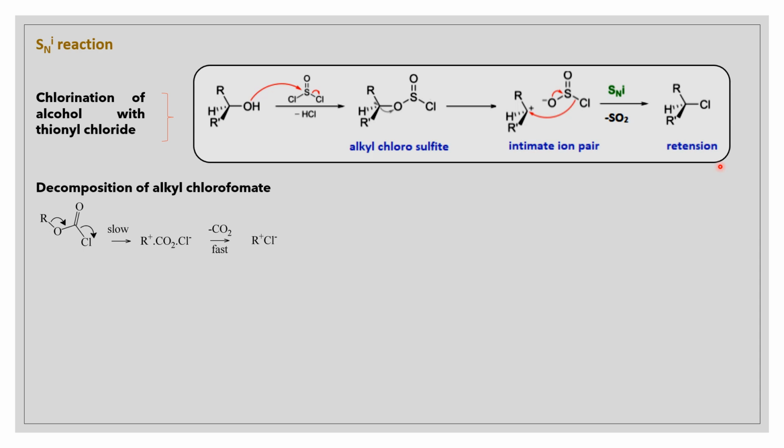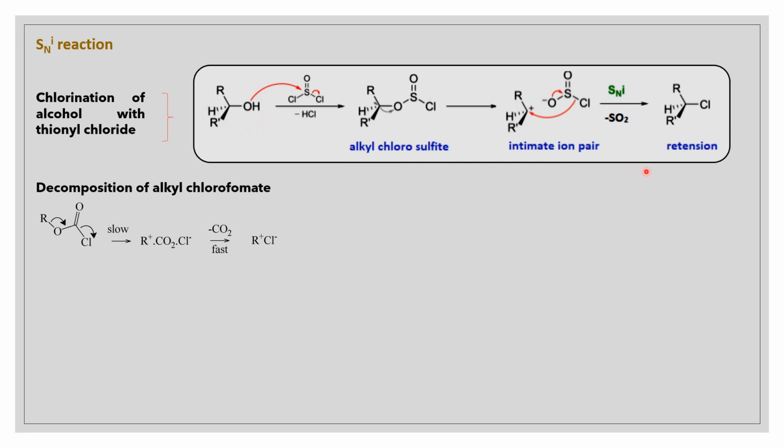In the case of an SN1 reaction, you actually get a mixture of both retention and inversion, and the final product is a racemic mixture. In the case of an SN2 reaction, you get an inverted product, and in the case of the SNi reaction, you get a product with retention of configuration. That is, the product will have the same stereochemistry as the starting material.